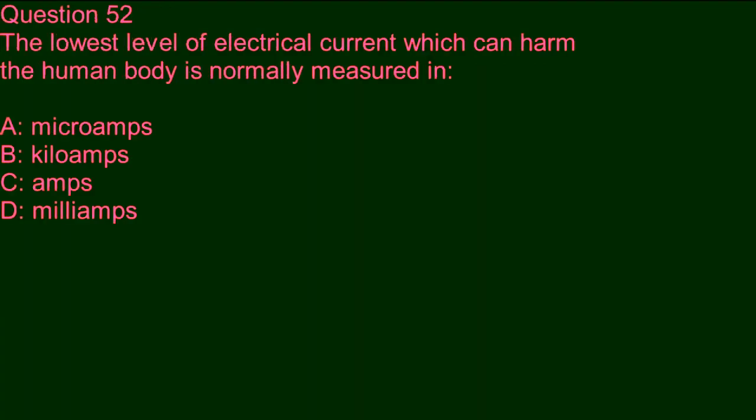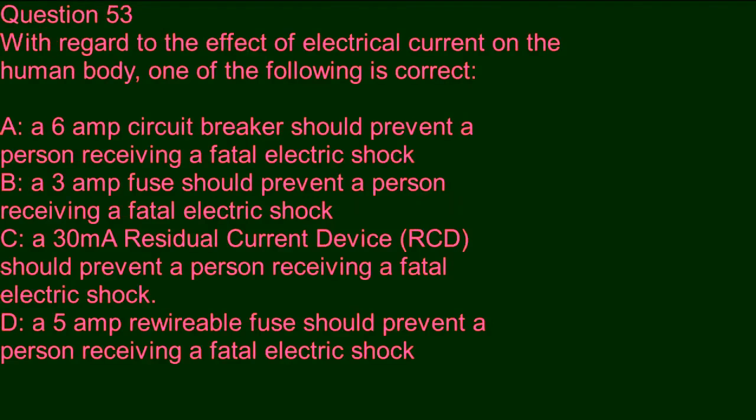Question 52. The lowest level of electrical current which can harm the human body is normally measured in A. microamps. B. kiloamps. C. amps. D. milliamps. Right answer, D. milliamps.